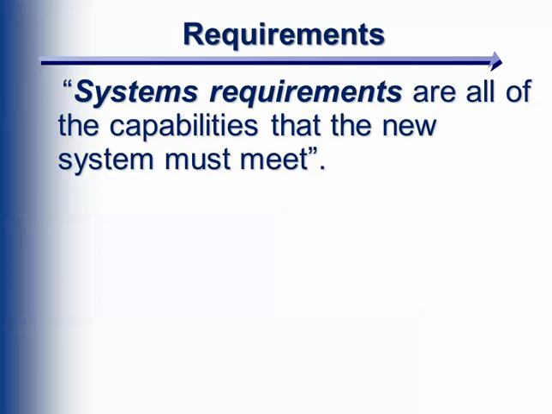Okay, here's the definition of requirements. They're all of the capabilities that the new system must meet. So if you are going to create a website where you sold pet supplies, for example, your list of requirements would include things like: my website needs to accept credit cards, it needs to look like a friendly pet website as opposed to a business website or a lawyer's website.